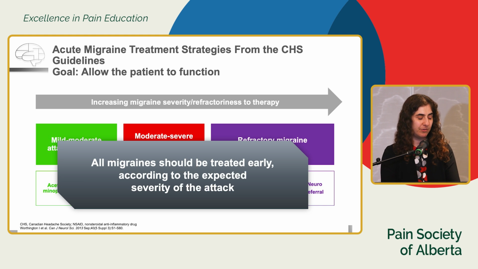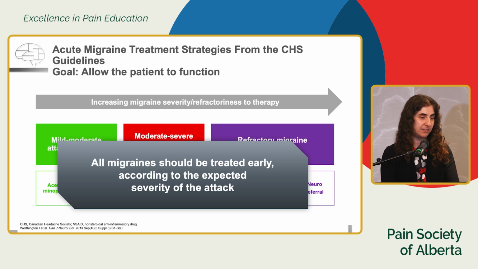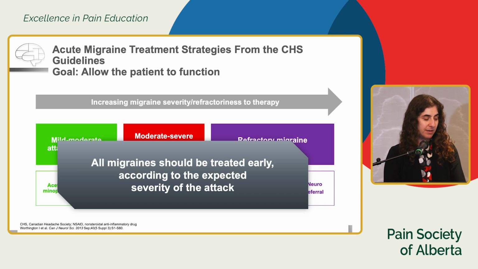So when we're looking at acute migraine treatment, this is a strategy from the Canadian Headache Society publication that goes back now to 2013. So you'll see here that the newer medications are not part of this because this was back from 2013, but still very applicable otherwise with the other medication categories that we use.